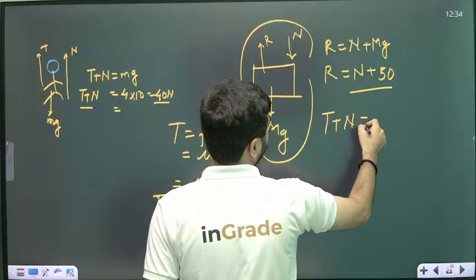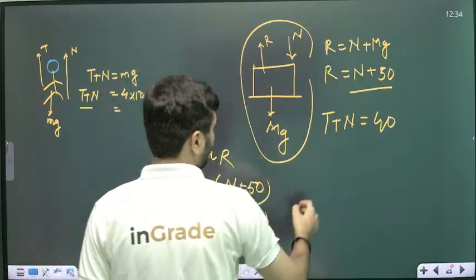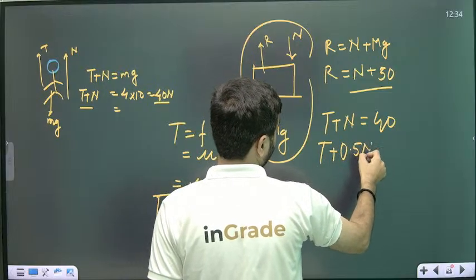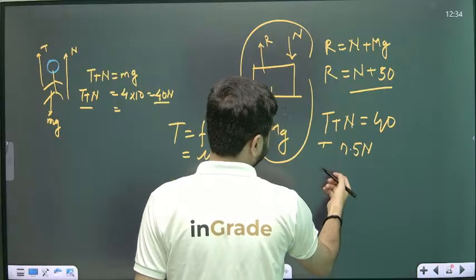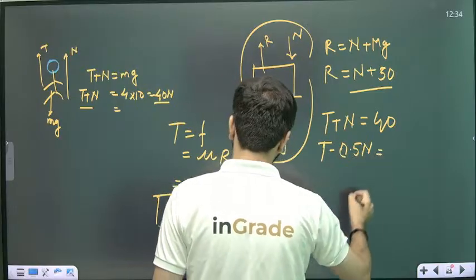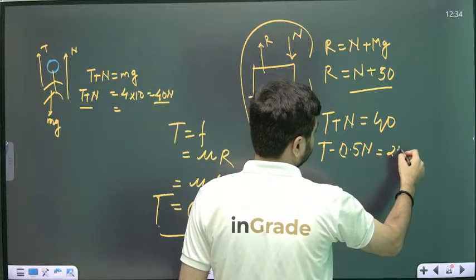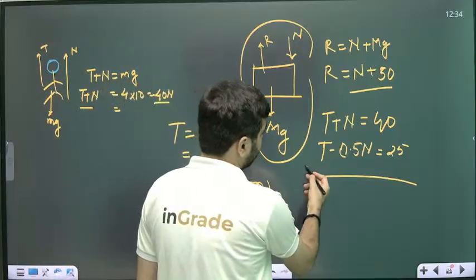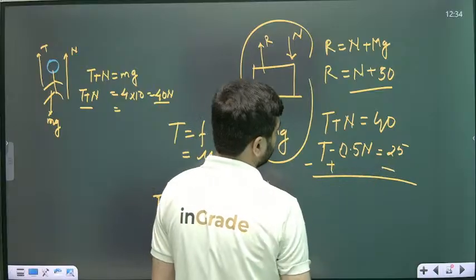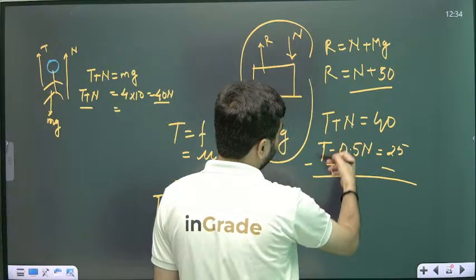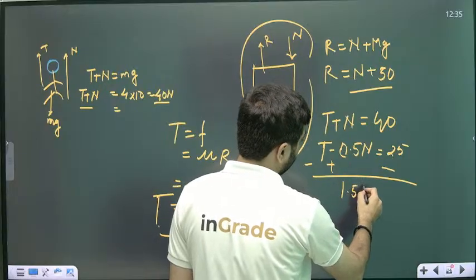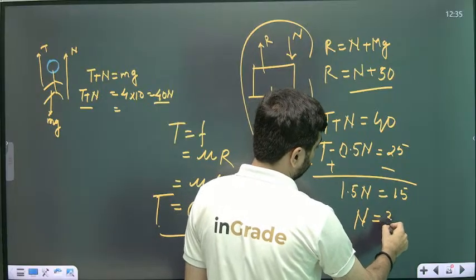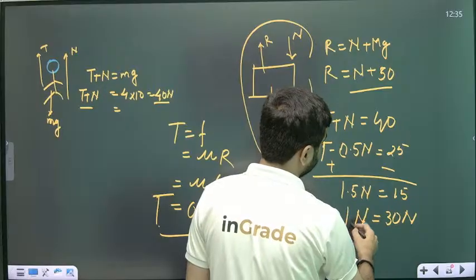T plus N equals 40, and T minus 0.5 N, let's put the minus sign, equals 25. Now let's solve the equations. Suppose we subtract this equation, minus plus minus, then T will be cancelled out, and we get 1.5 N equals 15. Then the reaction force will be 30 Newton. This is the answer.